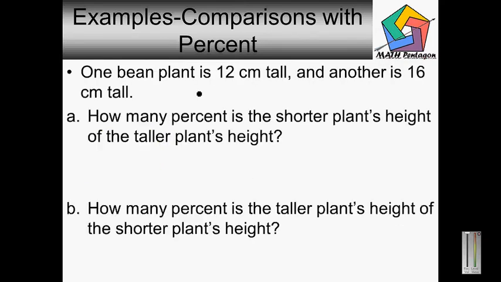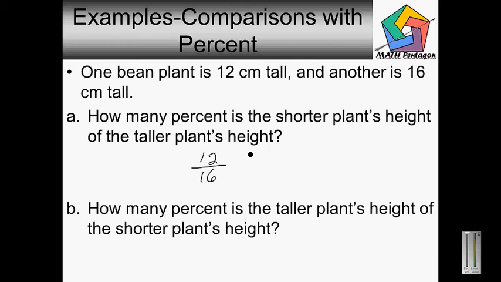Okay, here one plant is 12 centimeters tall and the other is 16 centimeters tall. How many percent is the shortest plant's height of the taller plant's height? So first we're looking at the shorter plant's height since it's listed first. So first we list 12 centimeters and the taller one is 16 centimeters. See, how many percent is the shorter plant's height of the taller plant's height.